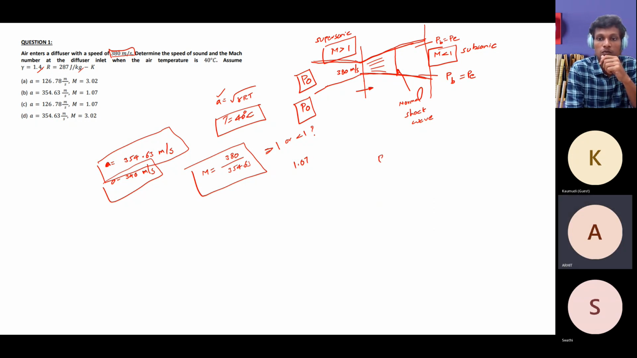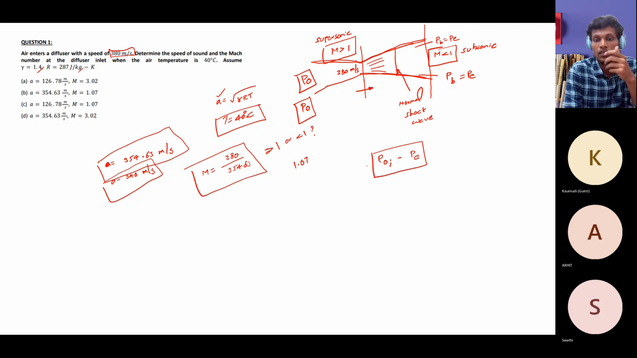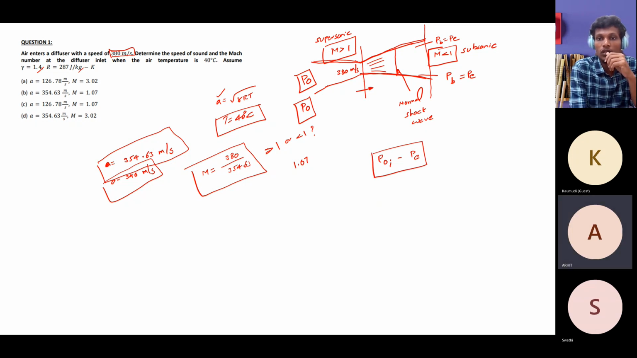Suppose I kept P naught at the inlet and PE at the exit. So this is the pressure difference I created. At the exit of this nozzle, will the flow have the same pressure PE, or will it have something else? Something else means it depends on the flow velocity? Something else, sir. Something else from this flow velocity.